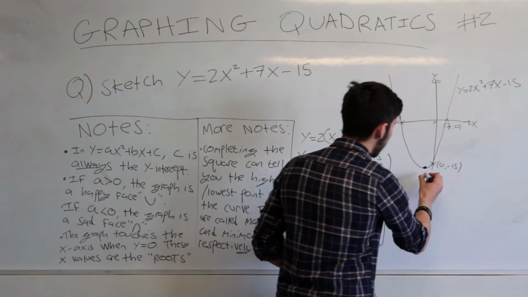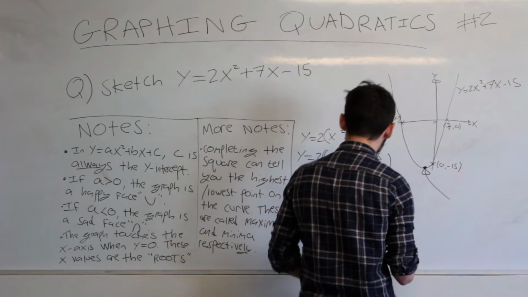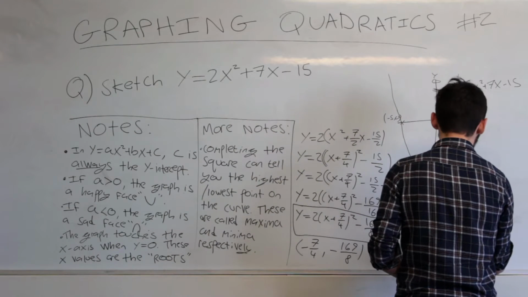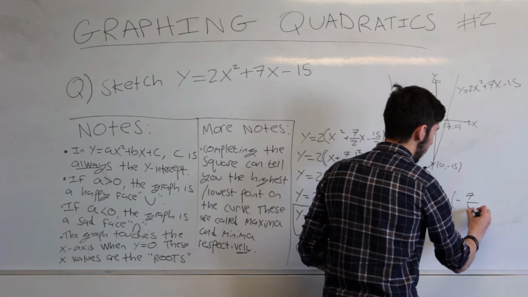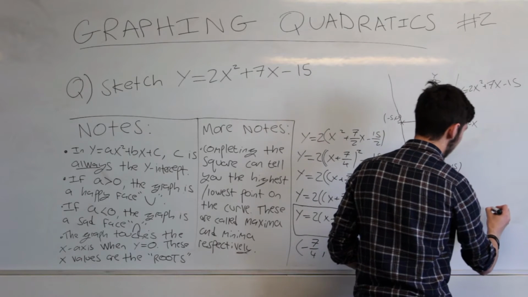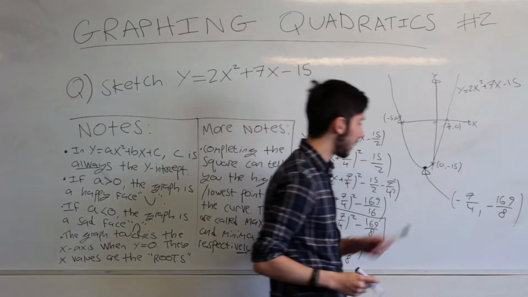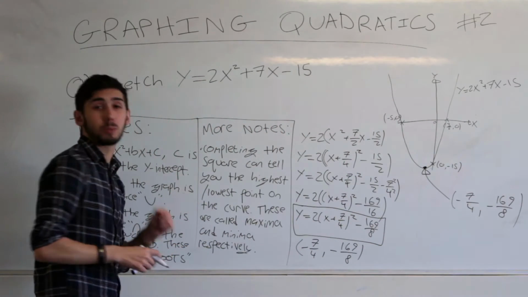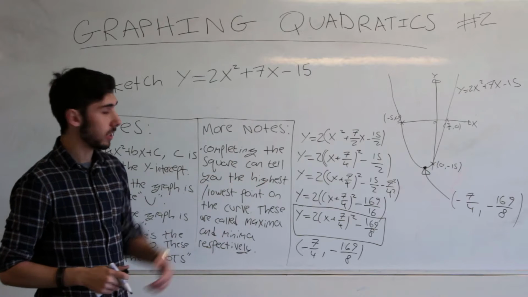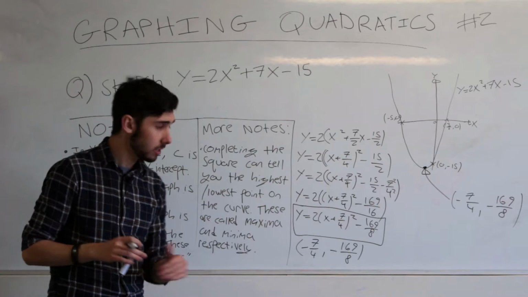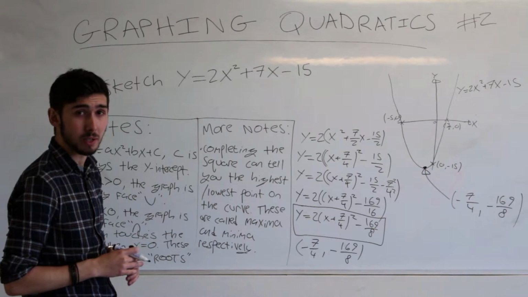So, in other words, this point has got the coordinates minus 7 over 4, minus 169 over 8. So, you use completing the square to do this. Brilliant. Let's do one more example, make sure we definitely understand, but that's generally the principle behind it.